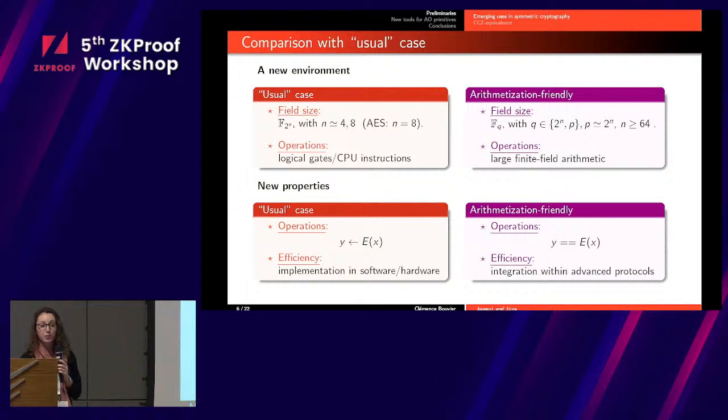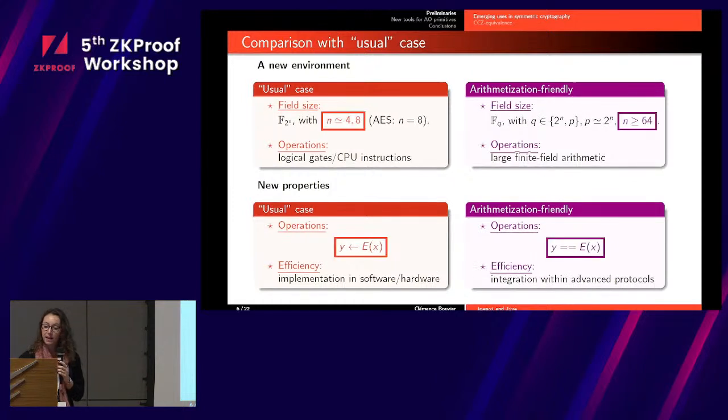And we also have new properties, because usually what is interesting for us is to have an efficient evaluation for implementation in software and hardware. And now what we want is an efficient verification for integration within advanced protocols. So really what is important in this slide is that we work in large fields, and what is interesting is the verification. I mean, you probably already know this, but it is really important to insist on this, because this is really different from what we're used to. So we really need to think about other strategies to design the primitive.